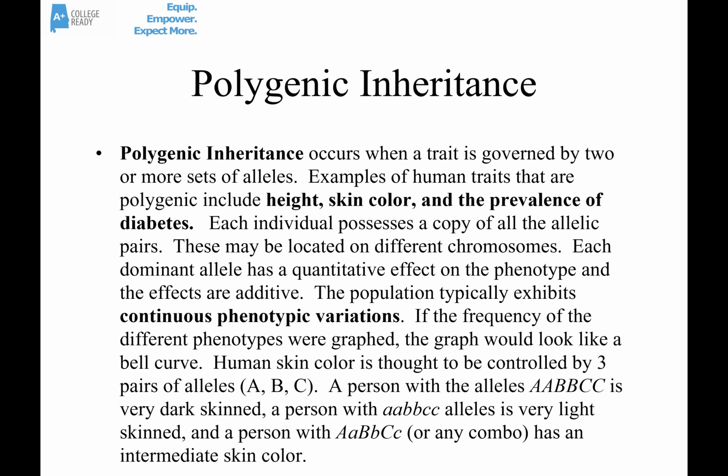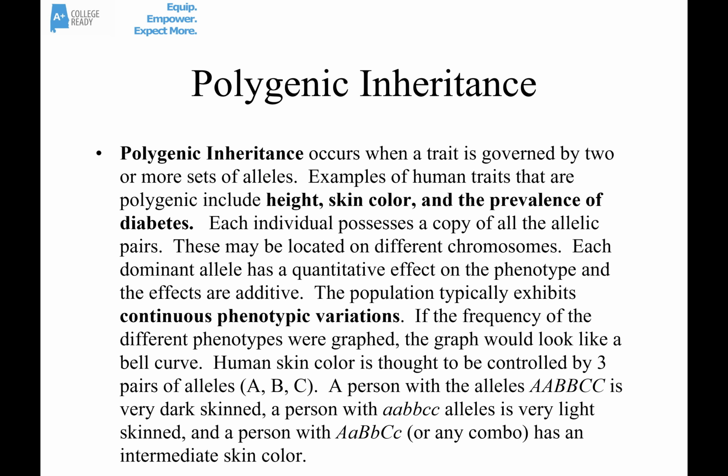Each individual possesses a copy of all of the allelic pairs. These may even be located on different chromosomes. Each dominant allele has a quantitative effect on the phenotype, and the effects from all of those different pairs are additive. Populations typically exhibit continuous phenotypic variation for polygenic traits. What we mean by that is, if the frequency of the different phenotypes were graphed like a bar graph, the graph would look like a bell curve.